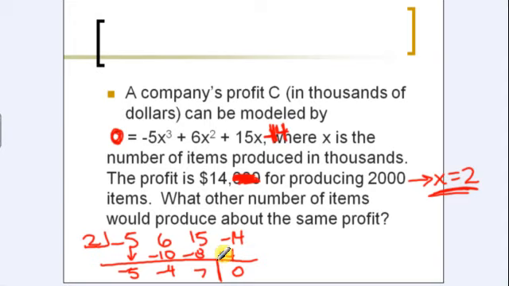Now, let's write what we have left. We have minus 5x squared minus 4x plus 7. And again, I got that from the coefficients here. And now I want to see if I can factor from here. Pretty quickly, I'm going to see that actually this is not factorable.